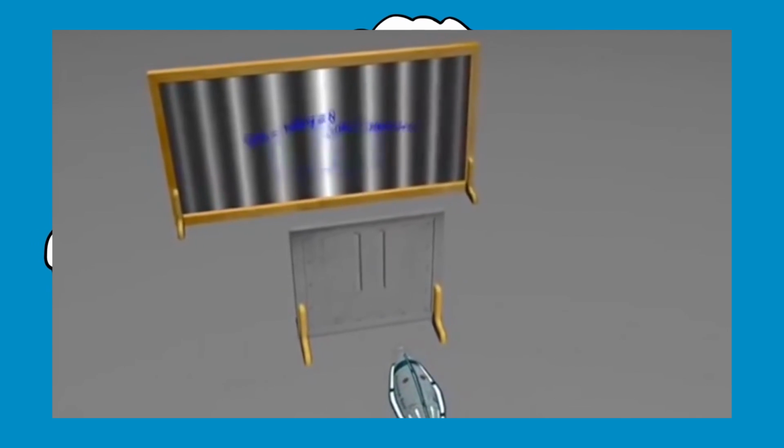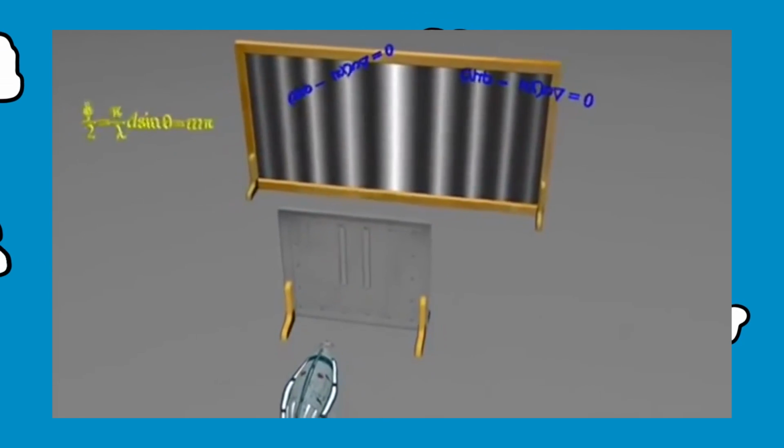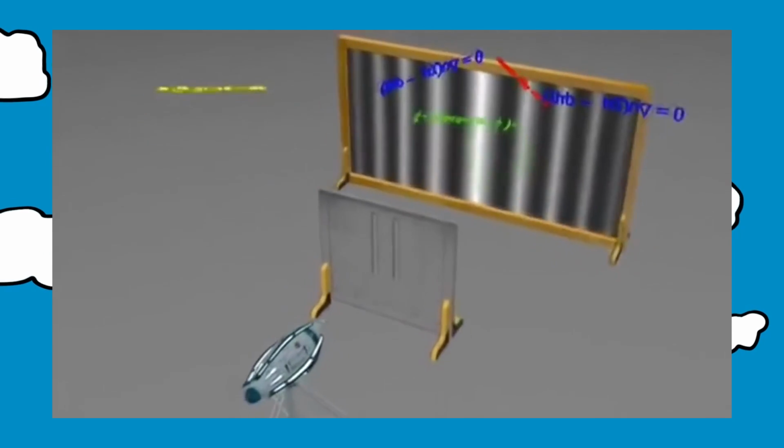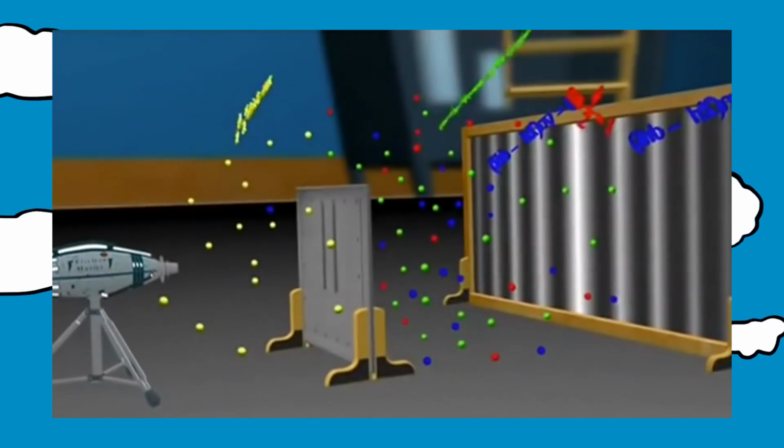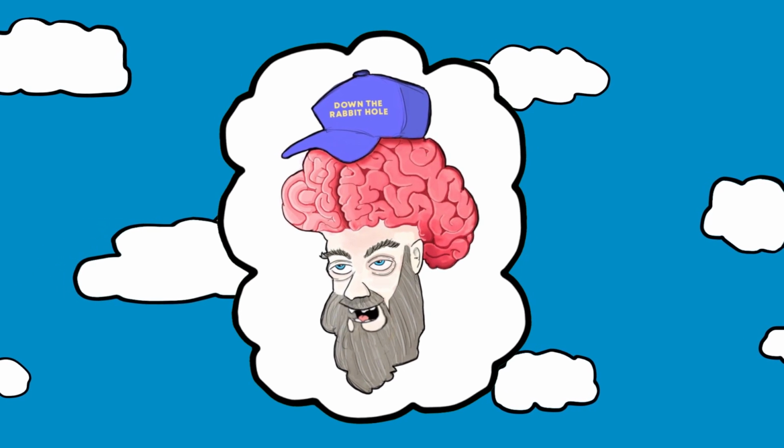It goes through both slits and it goes through neither. And it goes through just one and it goes through just the other. All of these possibilities are in superposition with each other. Now doesn't that just tickle your fancy?